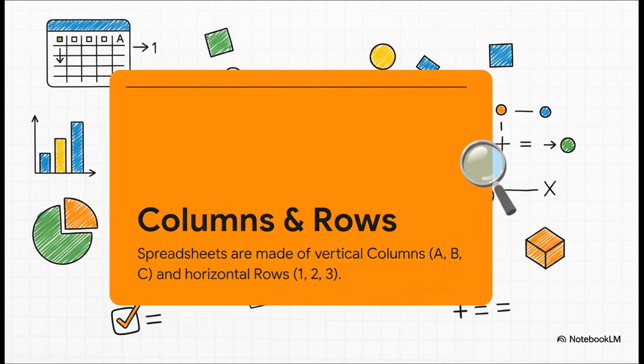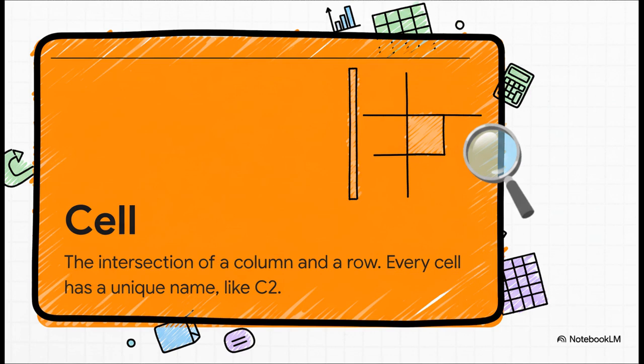Now for the grid itself. The stacks that go up and down are called columns, and they're labeled with letters, A, B, C, and so on. The lines that go from side to side are called rows, and they get numbers, 1, 2, 3. This is the basic building block of every single spreadsheet you will ever see. So what happens where a column and a row meet? You get a cell, and this is where all the magic happens. Every single cell has its own unique address, kind of like a house on a street grid. It gets its name from its column and row, so you'll have C2 or M9. This little idea is the secret to all of Excel's power.